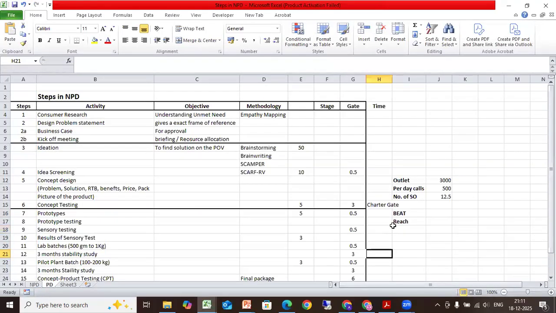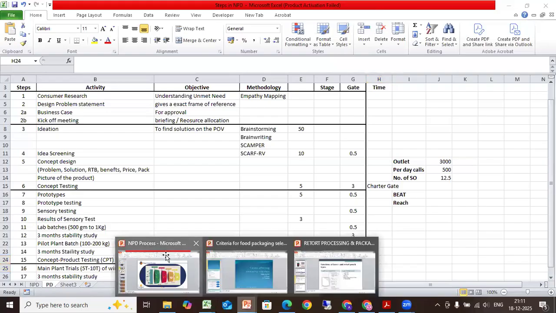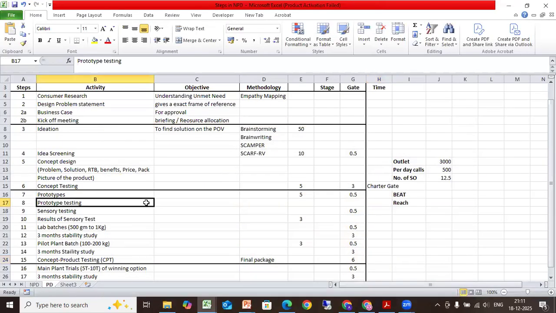Then you go to the second gate, the contract gate. As the name suggests, this is the feasibility stage. Feasibility in terms of stability, formulation, shelf life, everything, and its sensorials and performance, if the prototype is finalized. So you first prepare prototypes and do prototype testing. On the prototypes, you do sensory testing to finalize the formulation.